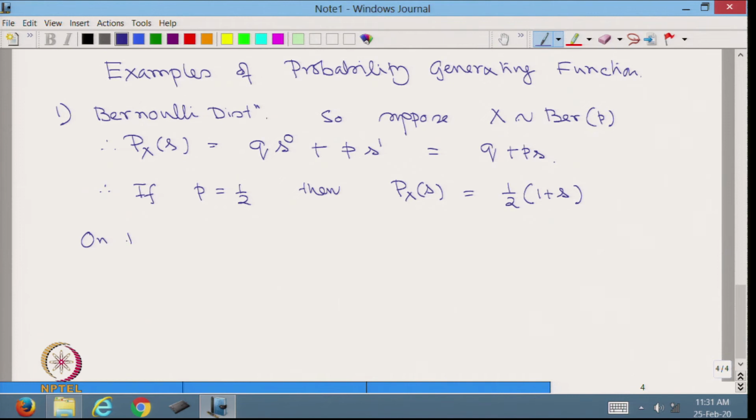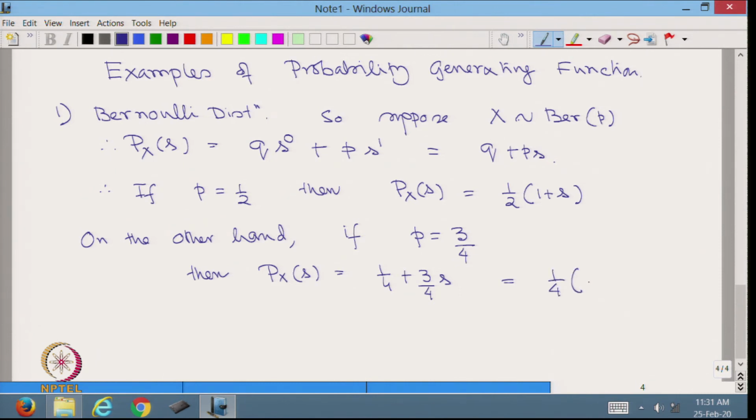On the other hand, if p is equal to say 3 by 4, then P x s is equal to 1 by 4 plus 3 by 4 times s, which is equal to 1 by 4 into 1 plus 3 s.